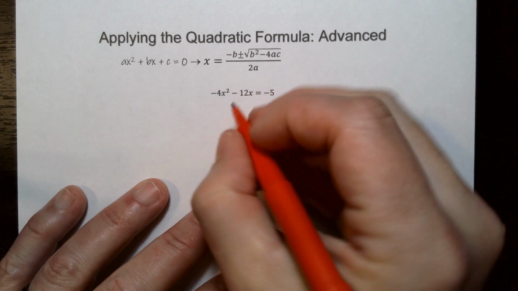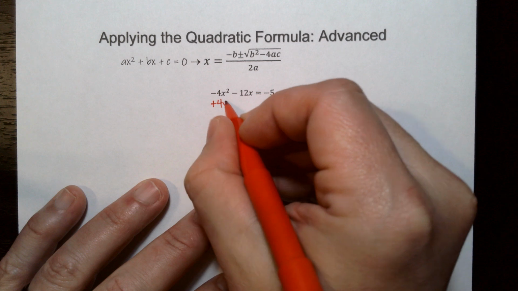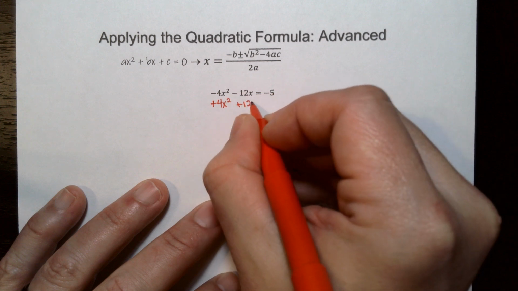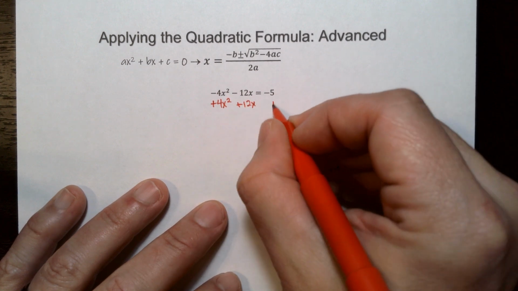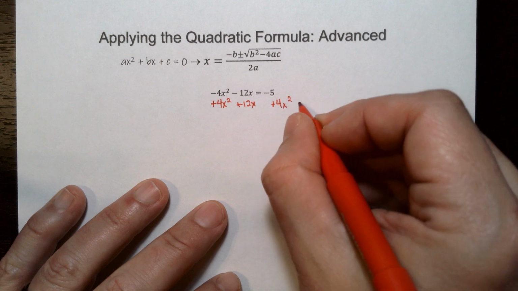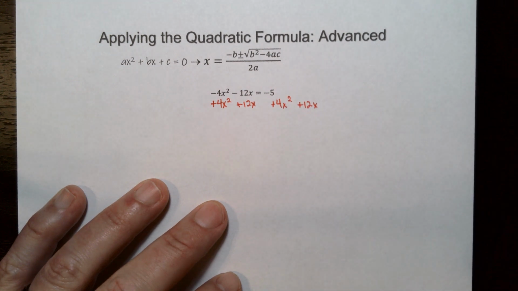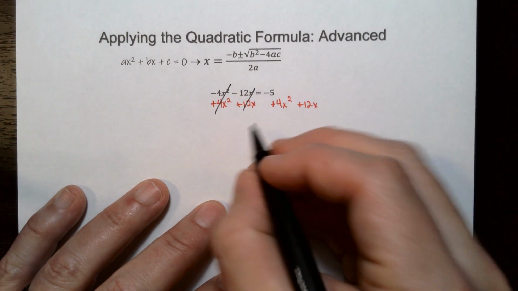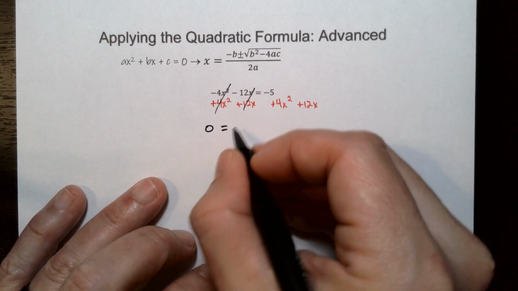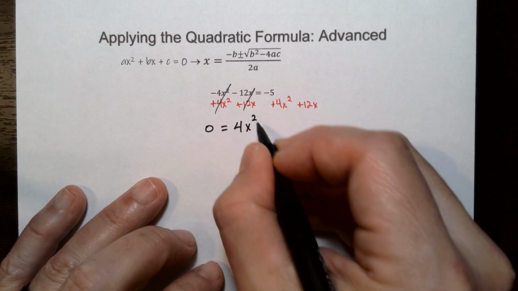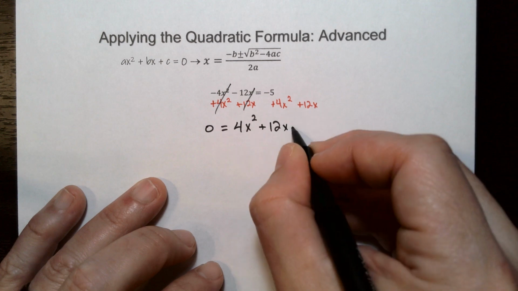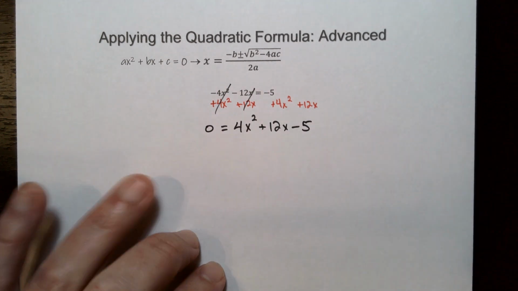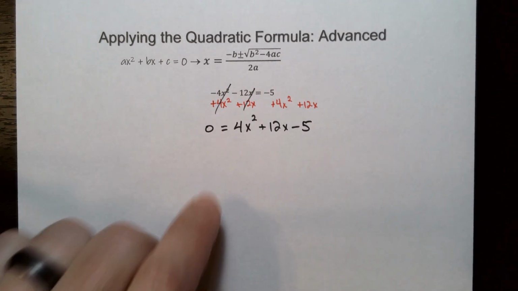So what I'm going to do is add 4x squared, and I'm also going to add a 12x to both sides. So plus 4x squared plus 12x. That means that this side over here will be a 0 equals, and then the 4x squared plus 12x minus 5. Okay, so let's write down what our a, our b, and our c is.